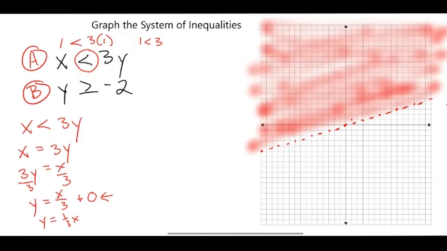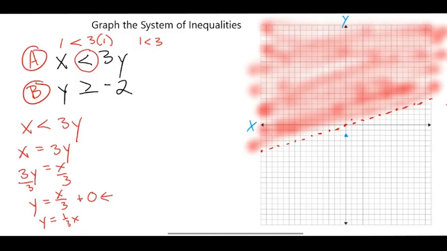All right, next we're going to graph inequality B. And that is where y is greater than or equal to -2. So I will go to my y-axis. That's the vertical axis, right? So this is the y-axis. This is the x-axis. So I'm going to go to my y-axis, and I'm going to go to -2. And I'm going to make a point.